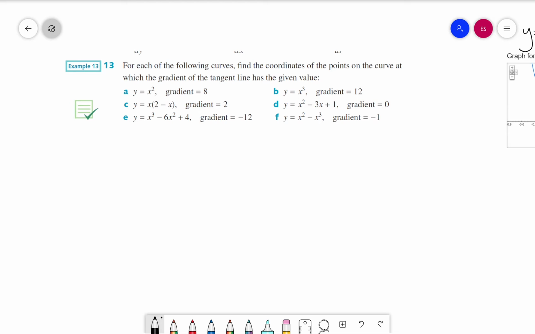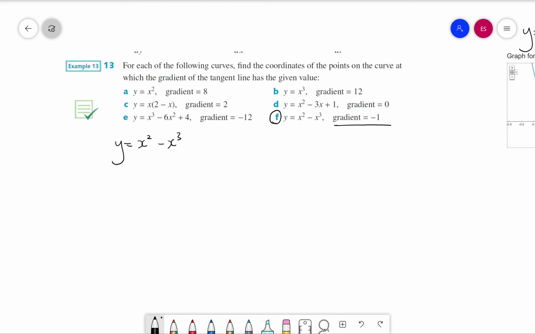Alrighty, so question 13, chapter 17b. Let's look at part question F. Okay, so we have the curve y is equal to x squared take x cubed. Now, we want to find when the gradient is equal to -1.